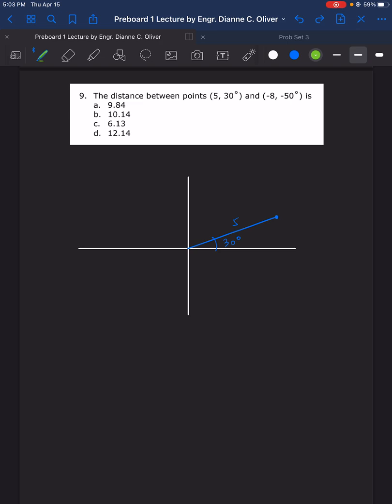So we have here negative 50 degrees, and the length is negative 8. But here it says the length is negative 8, and if we extend it like this, this is the positive 8 units. Therefore, the negative 8 units is opposite that orientation. So if this is positive 8 units, therefore the negative 8 units is on this point. Okay, so this is negative 8.